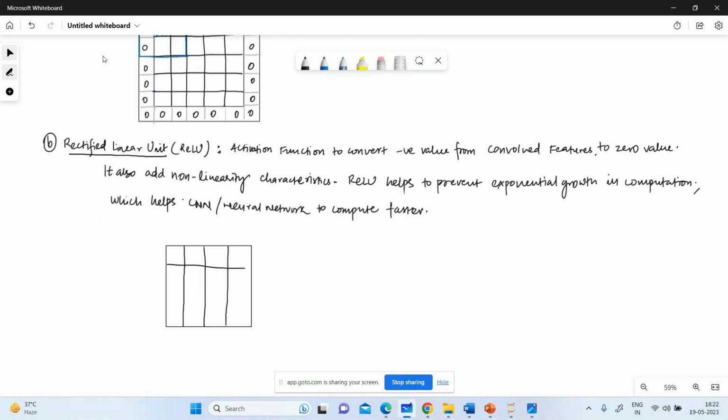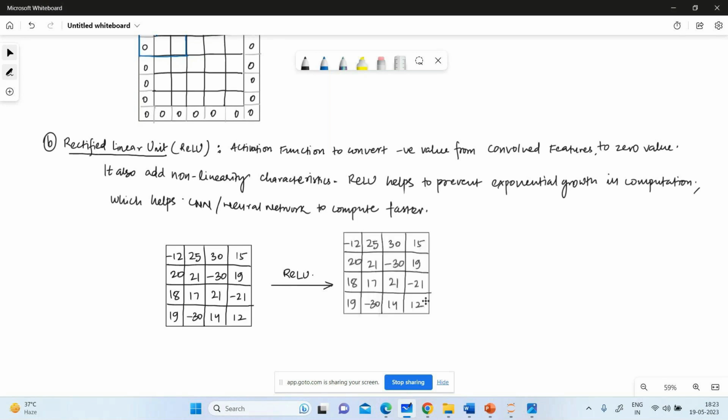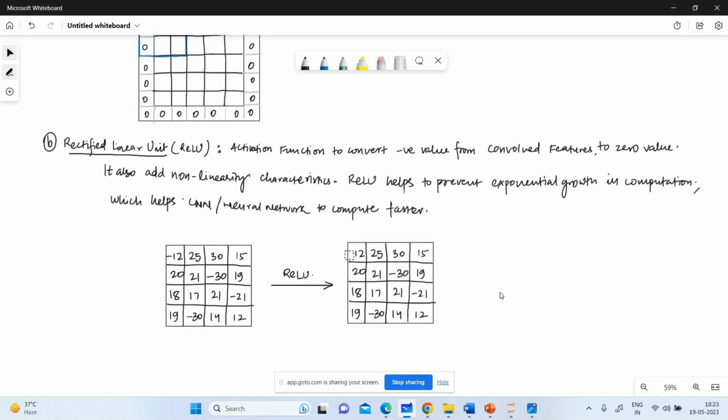Just to give you an idea of what ReLU actually does, let's say I have a shape like this, 4 cross 4, and it will have some numbers, right? Now the feature calculations go through my rectified linear unit, and from here we have all my values. Remember, wherever there is a negative value, it will be replaced by 0. Rest all will remain as it is. Only the negative part will go, and the positive part will remain as it is. That is what the rectified linear unit does.